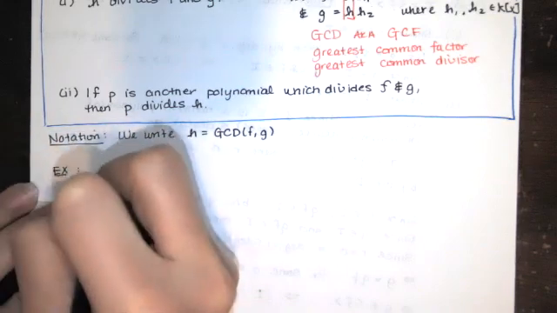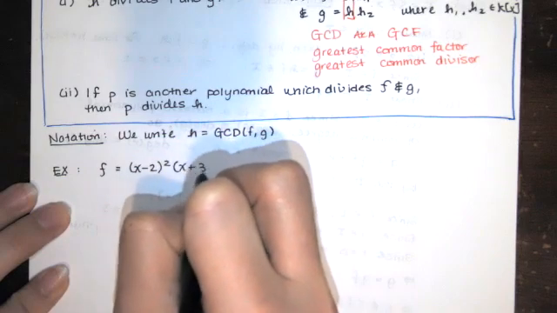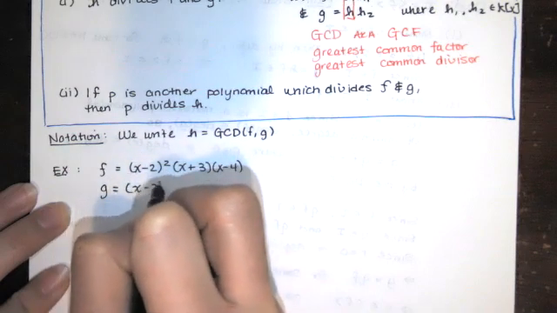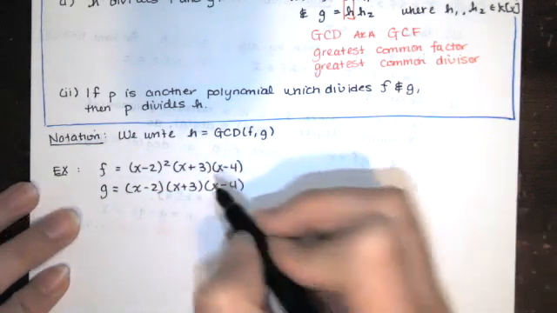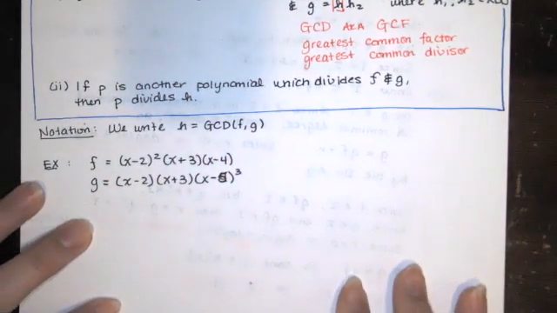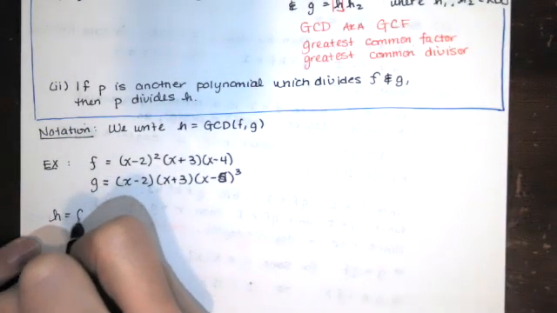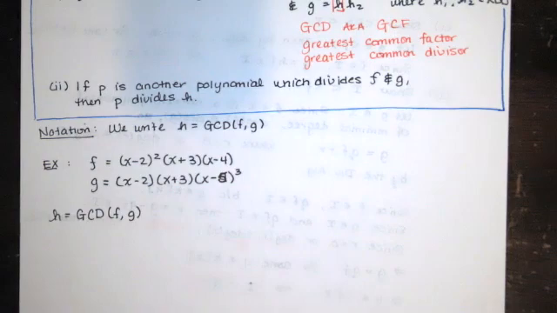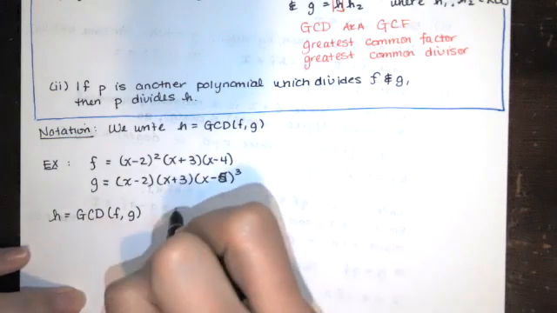So just for example, let's say you've got a polynomial f that is given by x minus 2 squared times x plus 3 times x minus 4, and you have another polynomial g, which is x minus 2 times x plus 3 times x minus 5, let's say cubed. Okay, the greatest common divisor, h, of these two guys is the largest factor that they have in common. So if I'm looking for the greatest common divisor, I say, well, what factors do they have in common? Well, they both have an x plus 3 in common, so I can write that down.